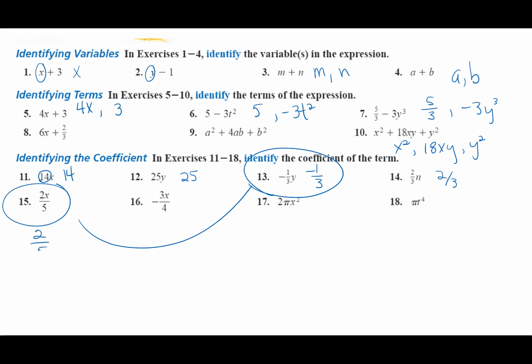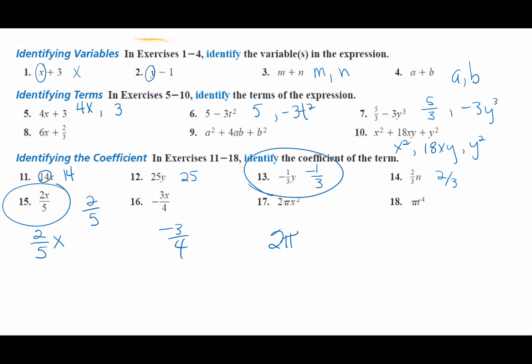You could write the fraction 2/5 and then just put the x kind of here in the middle. That's exactly the same thing as 2x over 5, but the coefficient for 15 would just be the fraction 2/5. 16 is negative 3/4. 17 and 18 are kind of tricky, and I probably won't give an example like this on WebAssign, but the coefficient is actually 2 pi.